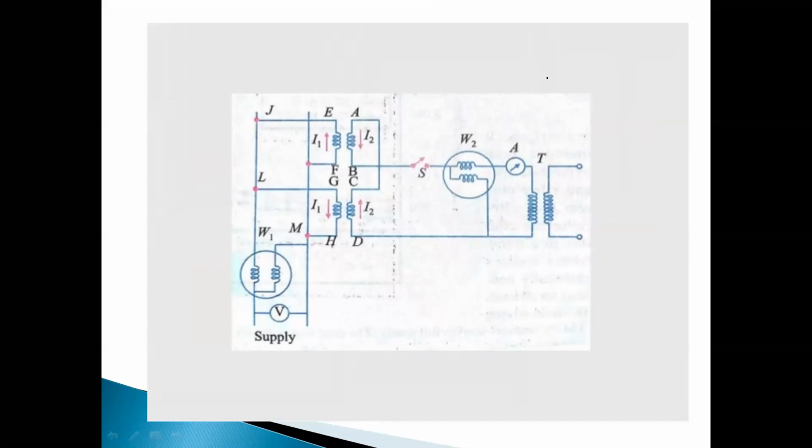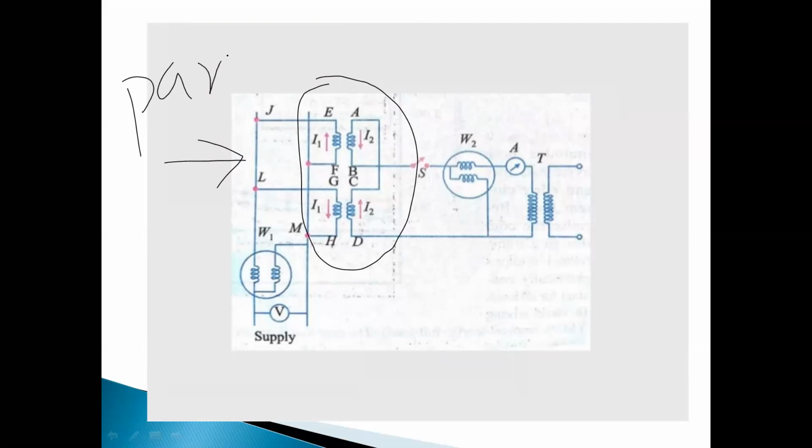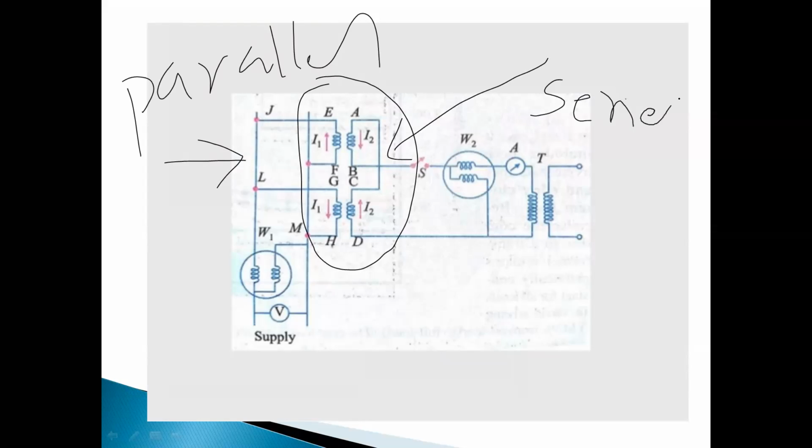In this test we need two identical transformers. On these two transformers we conduct the test. The primaries of these two transformers are connected in parallel, and the secondaries are connected in series opposition.